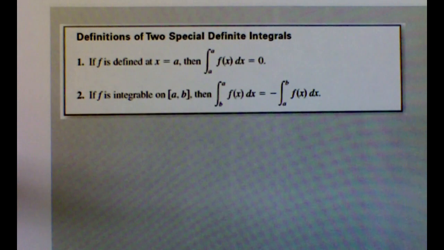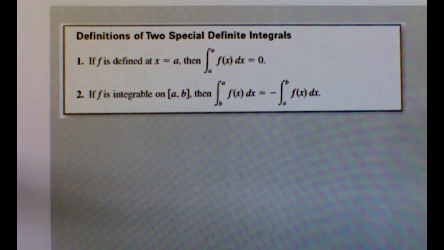There are two special definite integrals. If f is defined at x equals a, then the definite integral from a to a of f of x dx is 0. There's no area between no space. And if it's integrable on a to b, then the definite integral from b to a is equal to negative the definite integral from a to b.